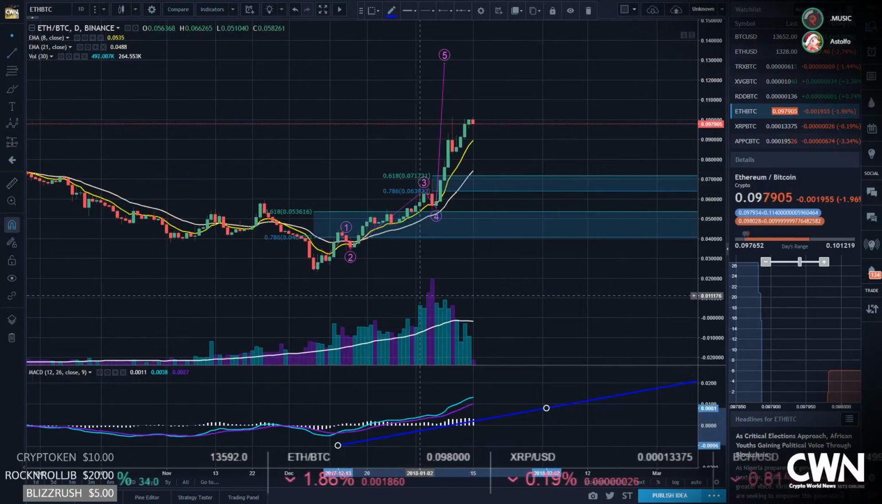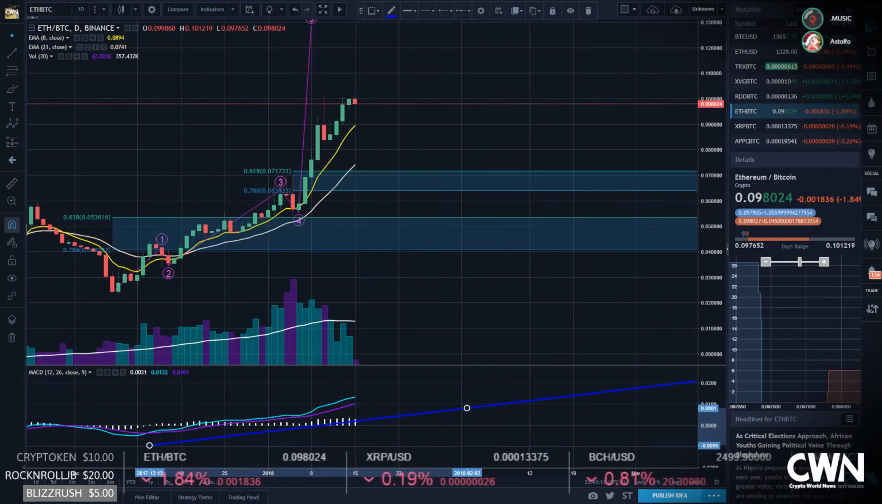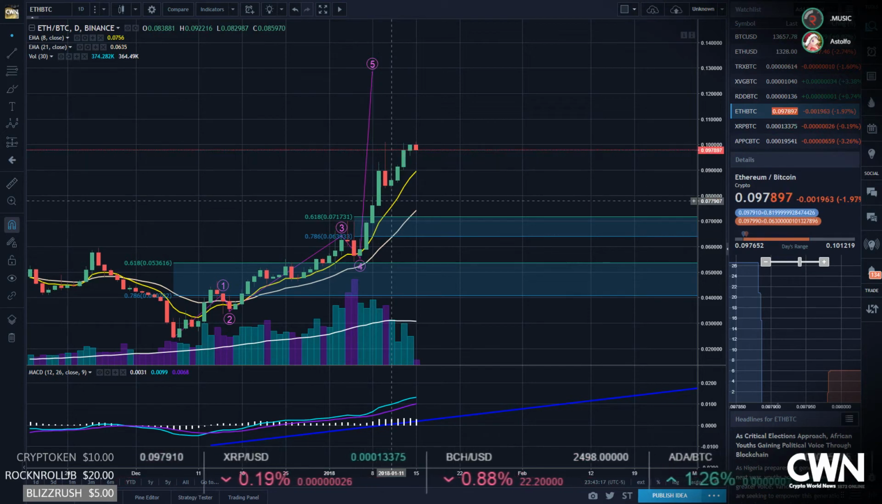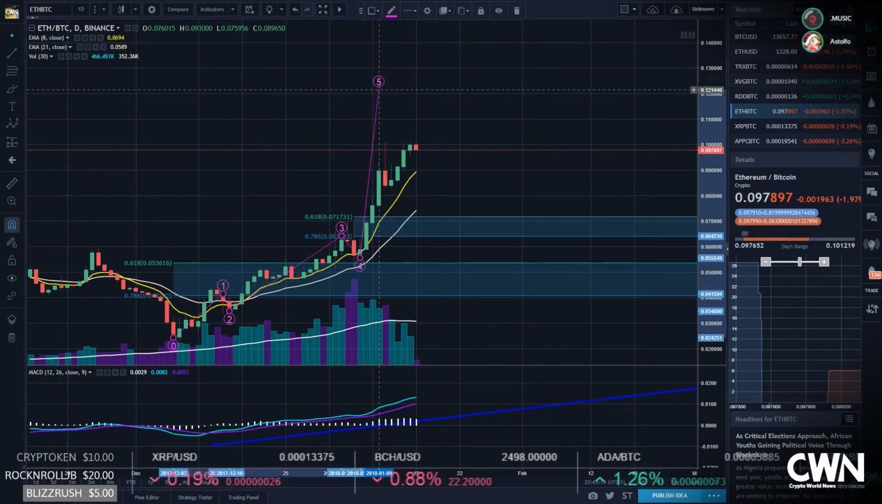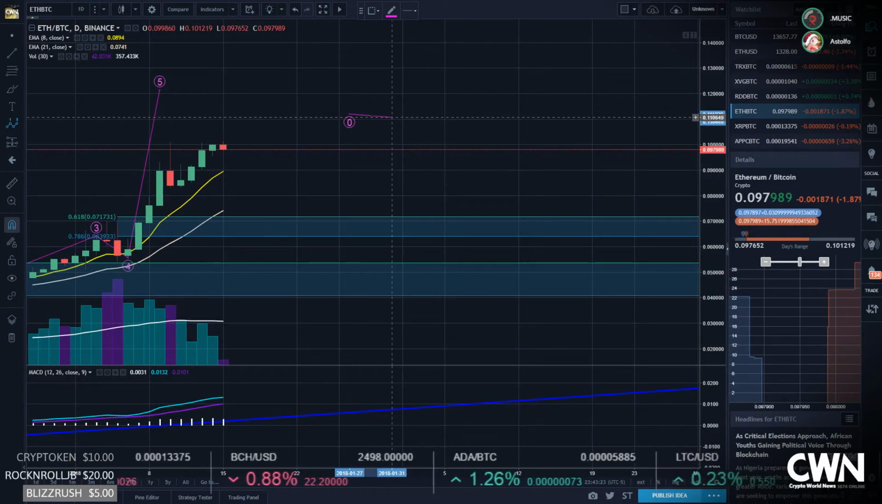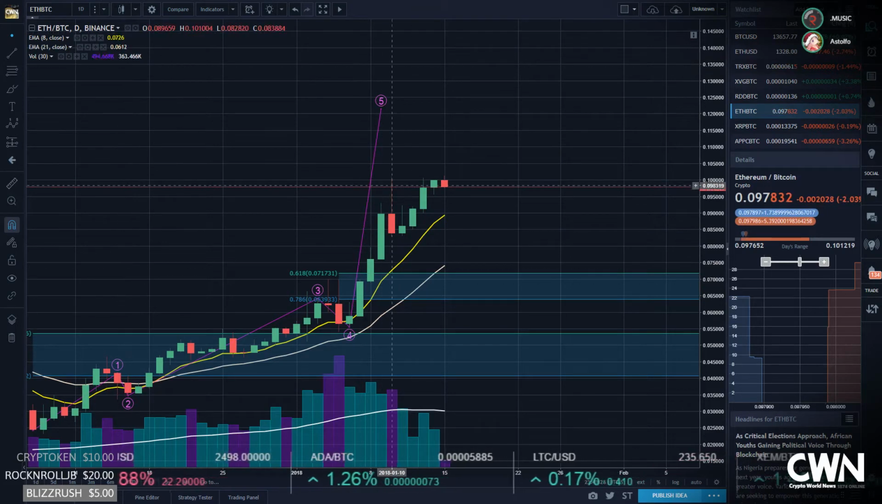An uptrending MACD looks good. I'm just wondering, we probably need a little 5th wave higher, actually. I bet if I zoomed in, this market looks like it could need to go higher.